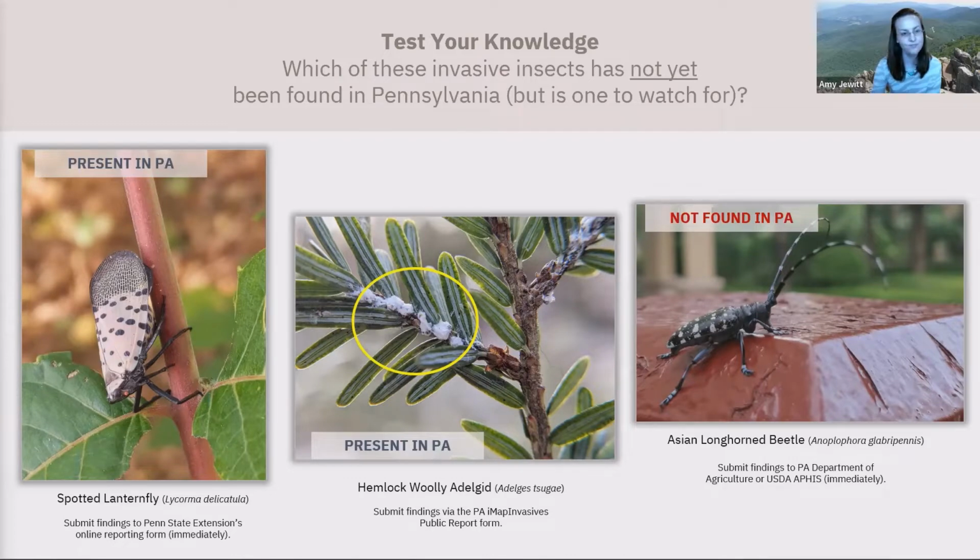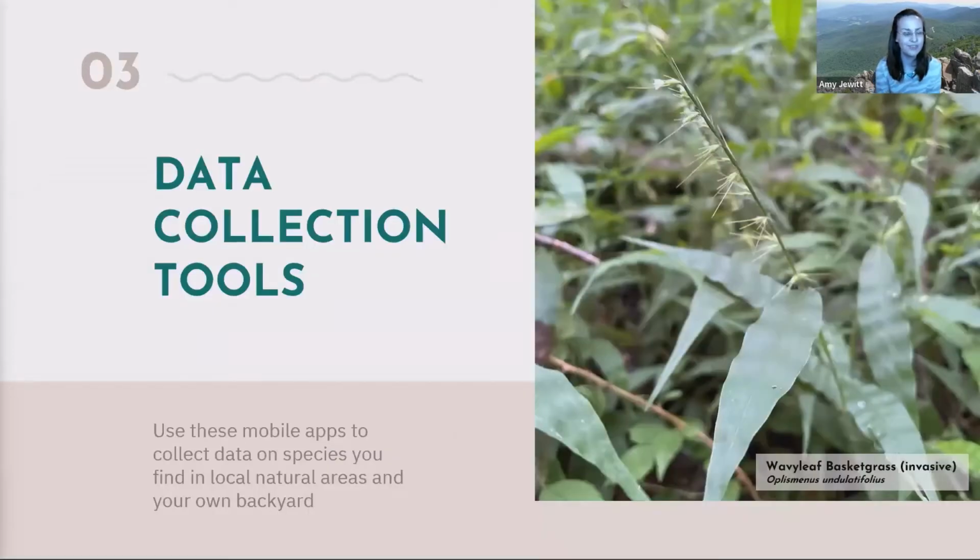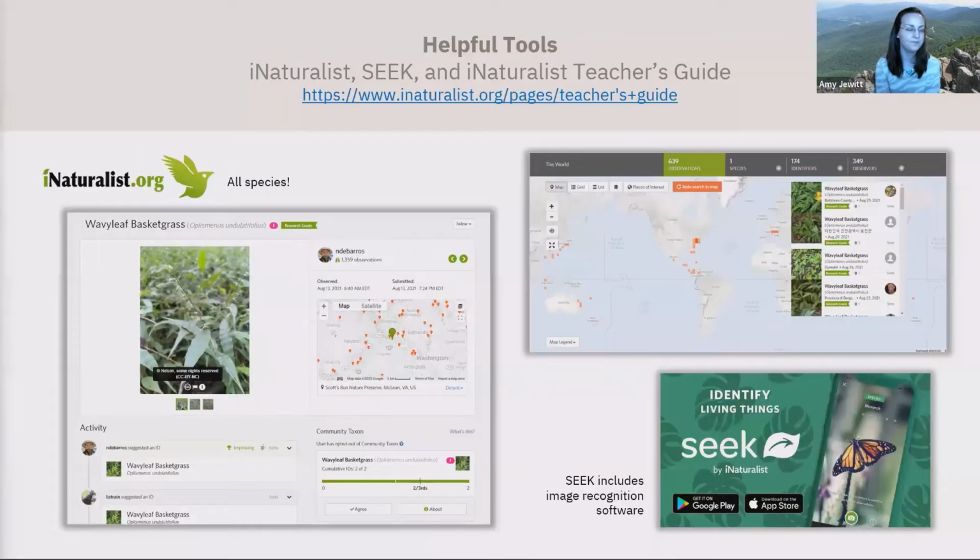So, okay, well, great job on the test questions. I'm really impressed with everyone on that. We'll move on to talking about data collection tools. There's a few mobile apps that I want to mention to you guys. You might know about some of them already, and maybe some of them you're not familiar with yet. But you can use them to collect data on species, both the natives and invasives and exotics that you might find in your local natural areas or your own backyard.